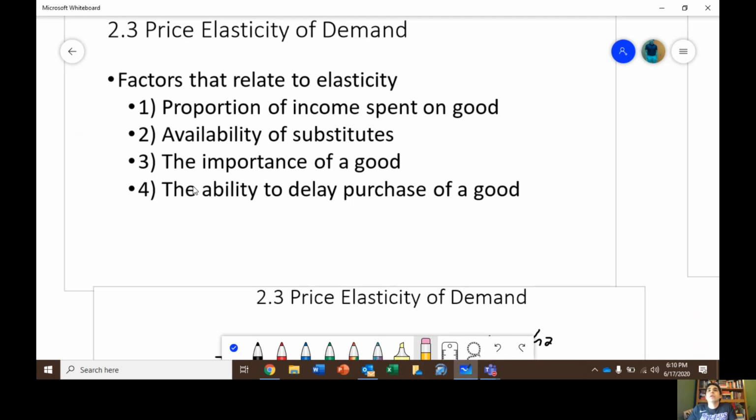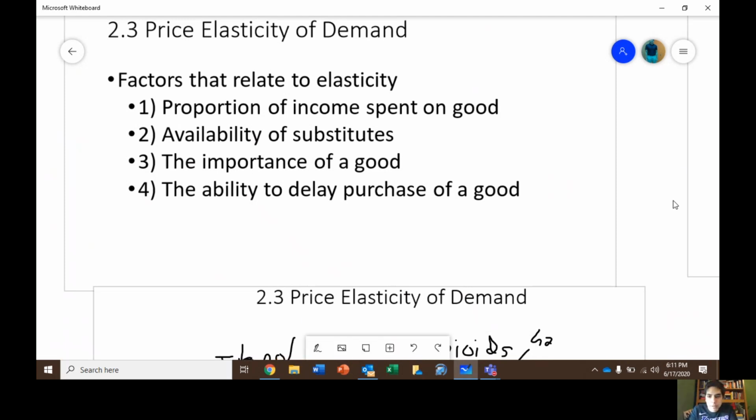The ability to delay purchase of a good also matters as well. You can imagine for something like insulin, that's something that you need to survive. That's something a lot of diabetics need. The demand curve for that is going to be relatively inelastic, because even if the price goes up, that's something I still need to budget for now, as opposed to maybe something like going to the movies. And the portion of income spent on the good is also very important. A 20% increase in the price of gum, you're probably still going to buy gum, but a 20% increase in the price of a plane ticket or a cruise, you're probably not going to travel or go on a cruise.